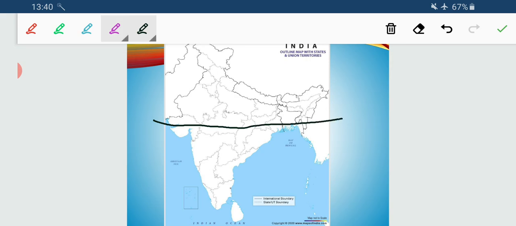Now during the summer season, the condition of the land is high temperature, low pressure. I am explaining for the summer season, during the summers, okay, during the summer season.